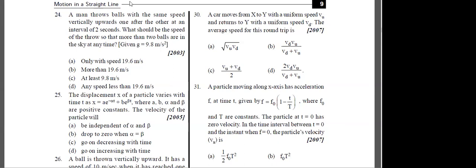Now think about it. Now, look at the question. A man throws a ball with the same speed vertically upward, one after the other at an interval of 2 seconds. So first this and after 2 seconds also. What should be the speed of the throw so that more than 2 balls are in the sky at the same time? So here, when you talk about the concept, what do you have?